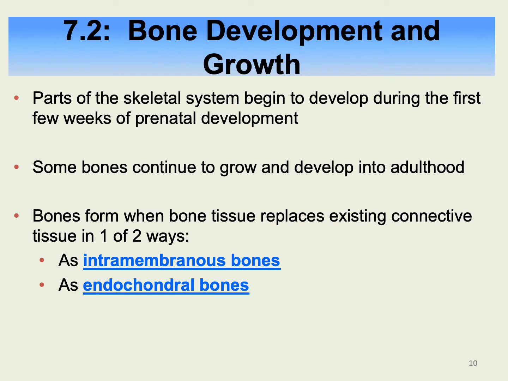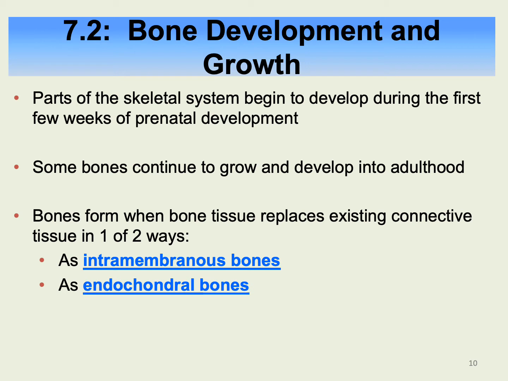Parts of the skeletal system begin to develop during the first few weeks of prenatal development. Some bones continue to grow and develop into adulthood. So not all the bones we have as an adult were formed before we were born or when we were born. Bones form when bone tissue replaces existing connective tissue in one of two ways. According to these ways, we can classify the bones as either intramembranous bones or endochondral bones.